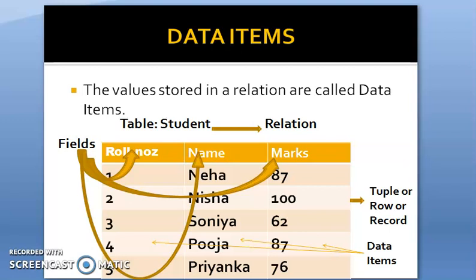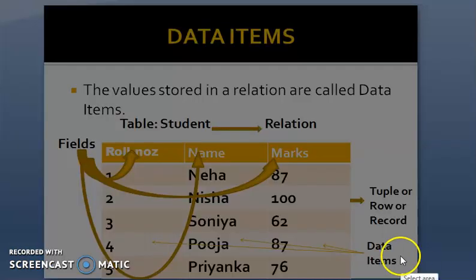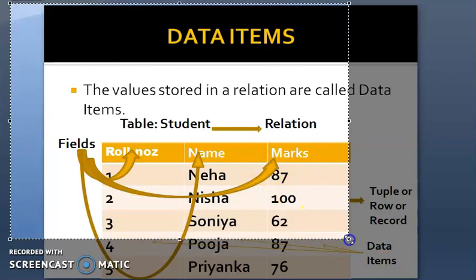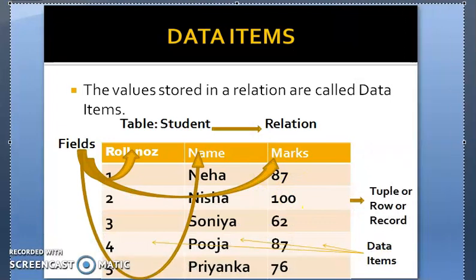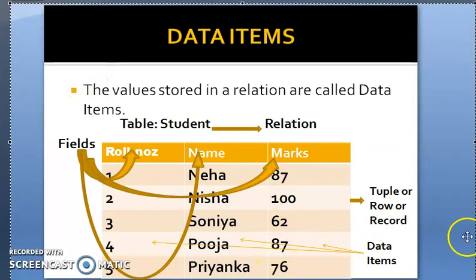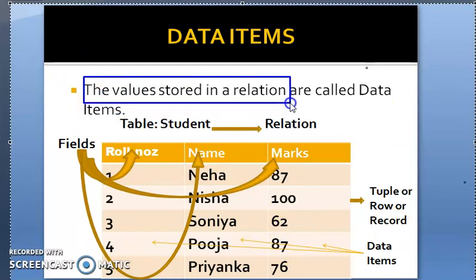So the next thing is data items. The data items are nothing but the values which are stored in the table. The values which are stored inside the table are called data items. I have already told you that a relation is nothing but a table. So here the values are stored in a relation. You should understand that relation means table, and the value stored in a table is called a data item.